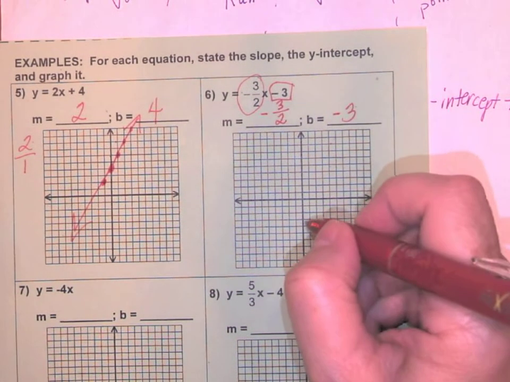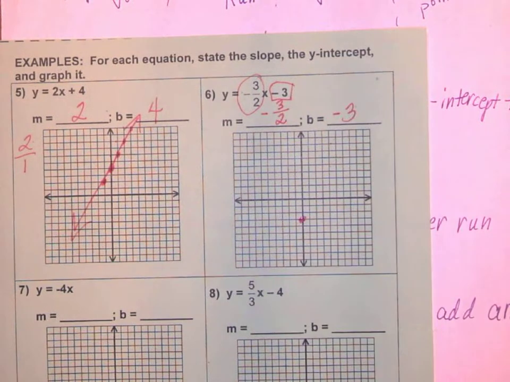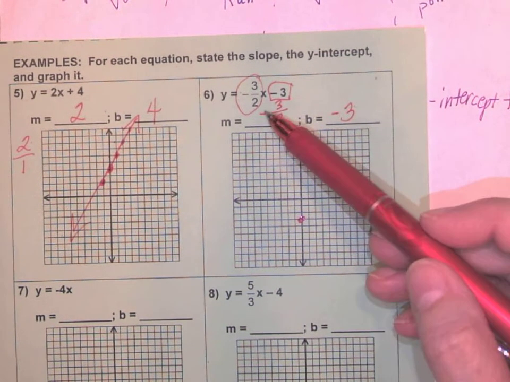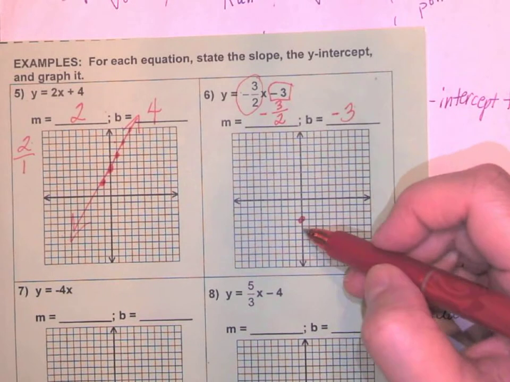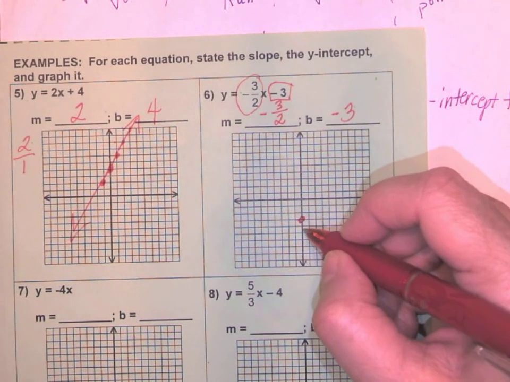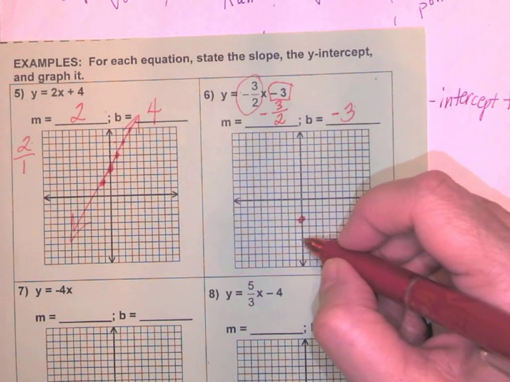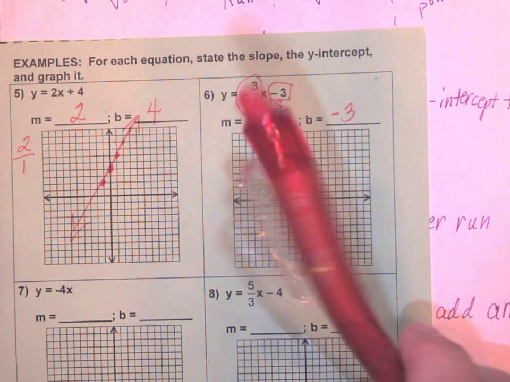So I go down to negative 3 on the y-axis and I put a dot. Now I'm going to count a negative slope. Negative means that I have one negative move. I either go down or I go left. So here, if I'm going up and down first, I could go down 3, 1, 2, 3, and to the right 2.